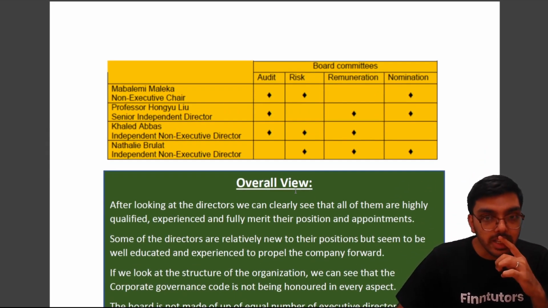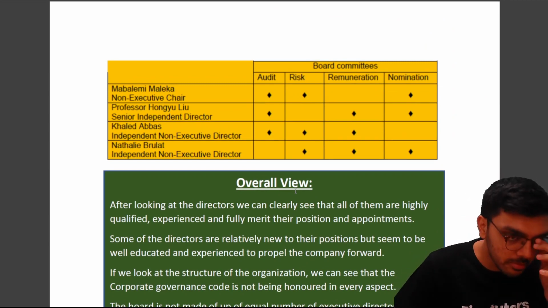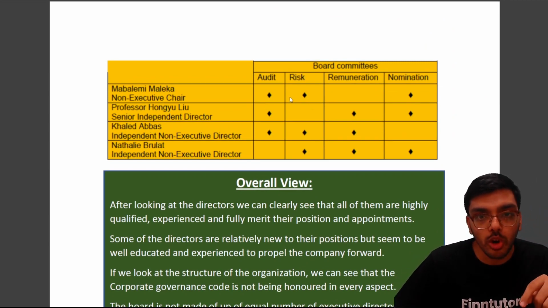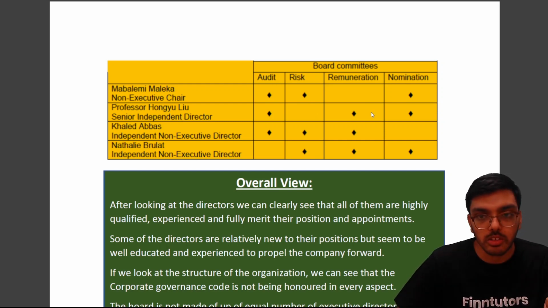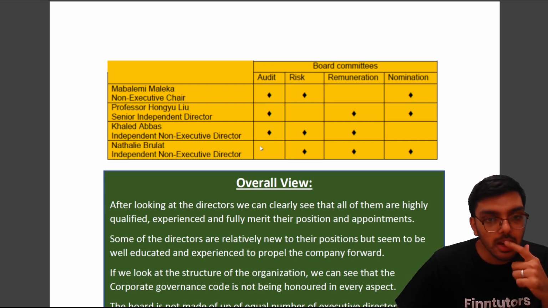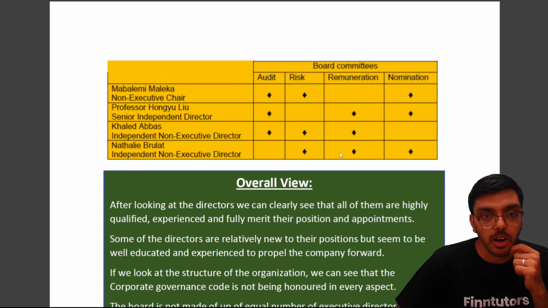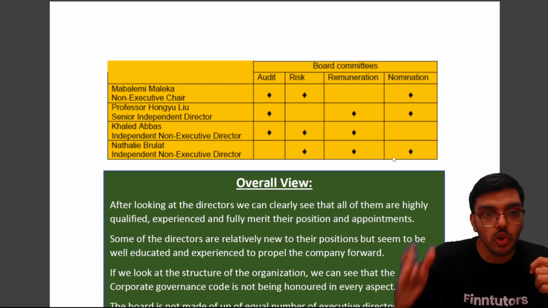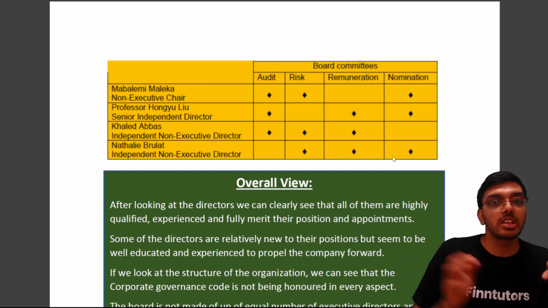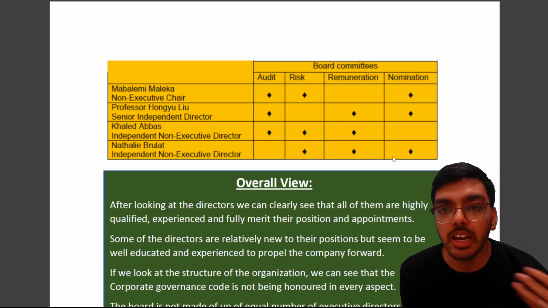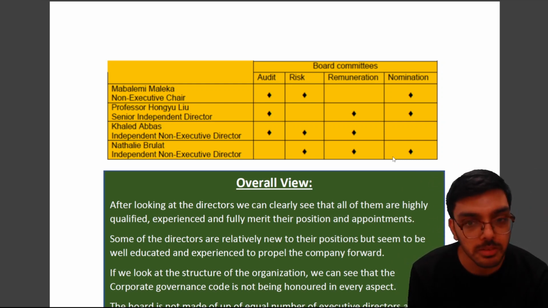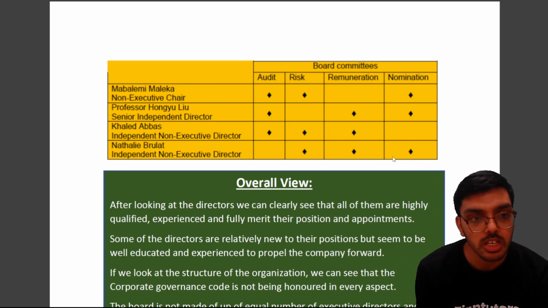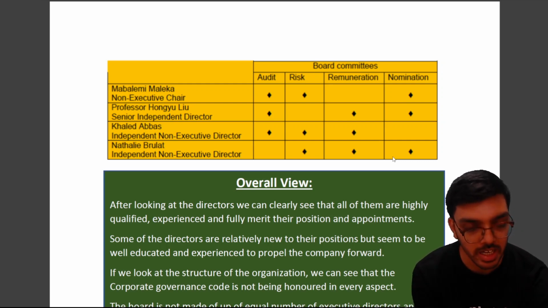After that, they are telling us that we have some committees as well. So Mabalemi is part of the Audit, Risk and Nominations Committee. Professor Hongyu is part of Audit, Remuneration and Nomination. Khalid is part of Audit, Risk and Remuneration. Nathalie is part of Risk, Remuneration and Nomination. So every committee, firstly, all 4 committees which are recommended by the Corporate Governance Code in your P3 syllabus are present. Well and good. Every committee has 3 representatives.